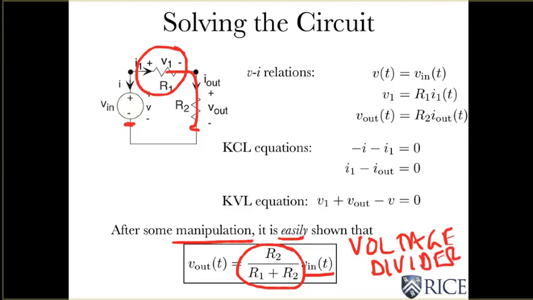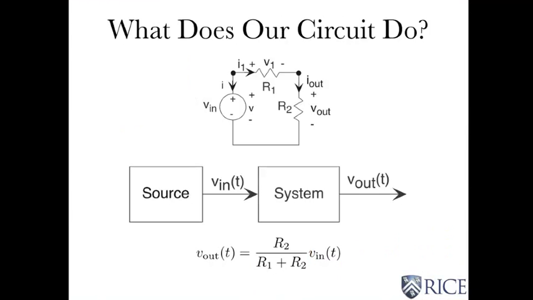And the resistors split the voltage. Divided is where the terminology comes from. So the bigger R2 is, the closer the ratio here is to 1. The smaller R2 is relative to R1, the smaller this proportionality constant gets. So what does our circuit do?